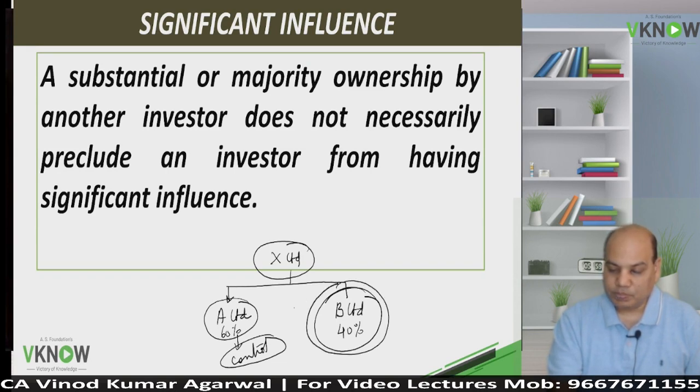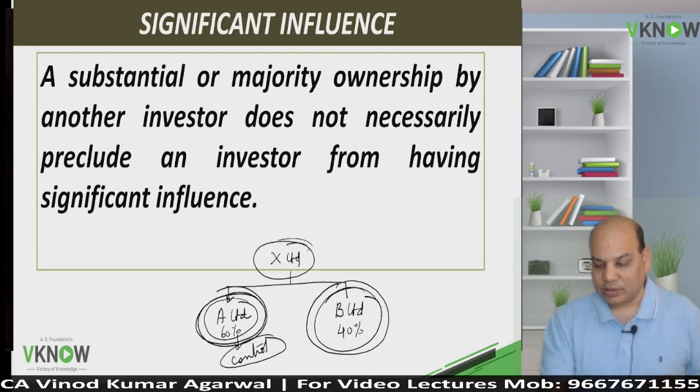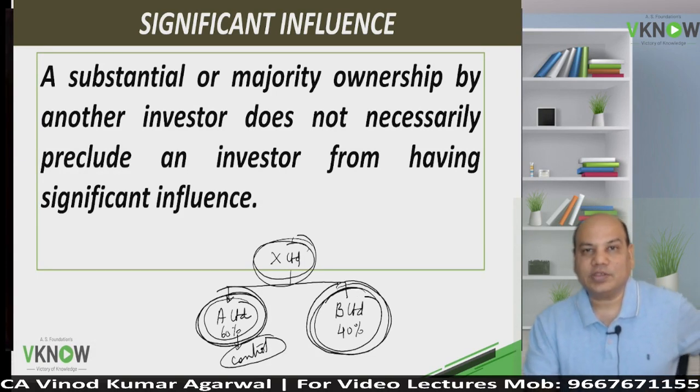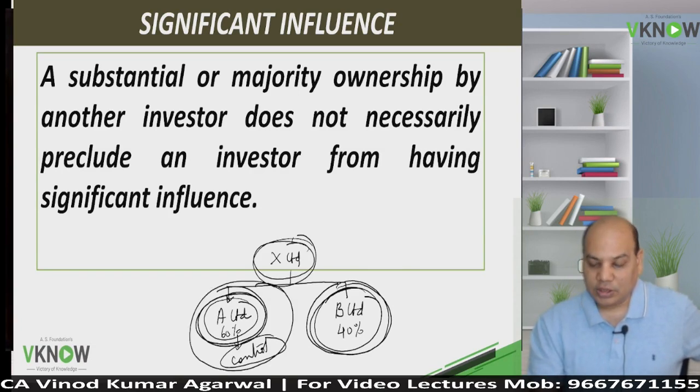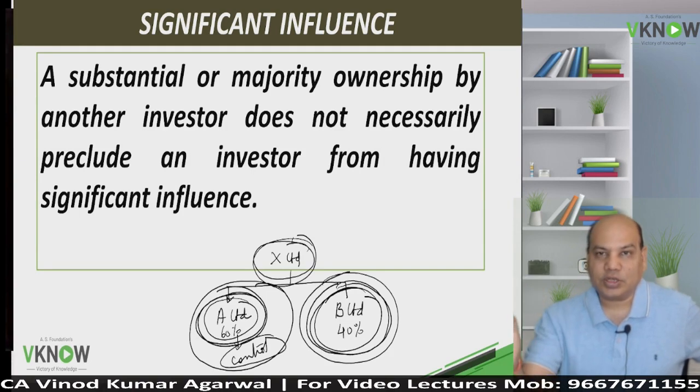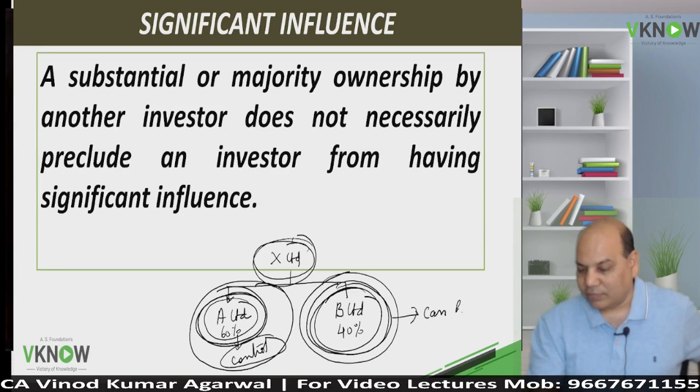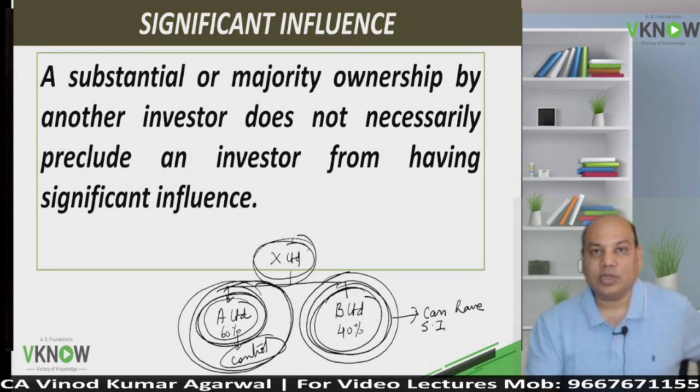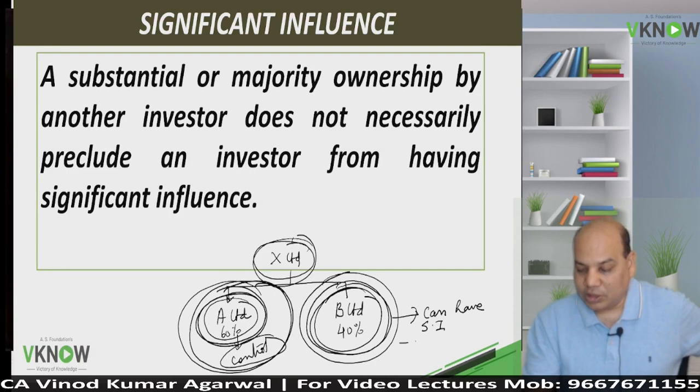Can the presence of a party having control over X Limited prevent B Limited from exercising significant influence? If in a company somebody is holding a majority stake, does it mean other stakeholders can never have significant influence? The answer is no. B can have significant influence even though A Limited is having a majority stake, and B Limited will apply AS 23.